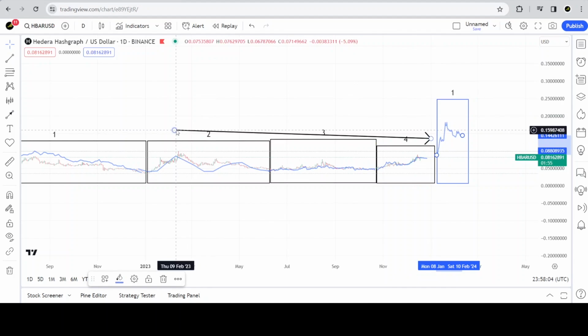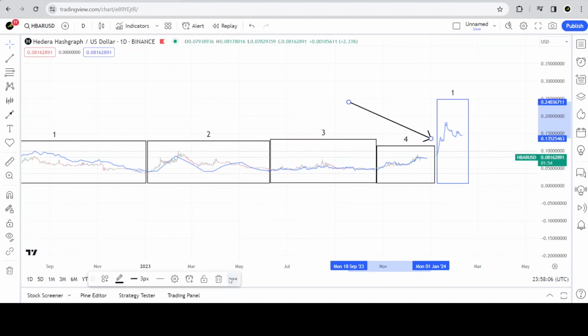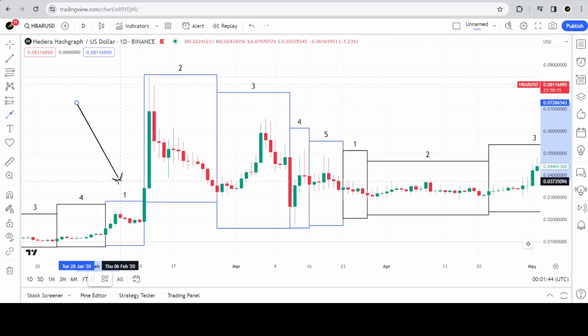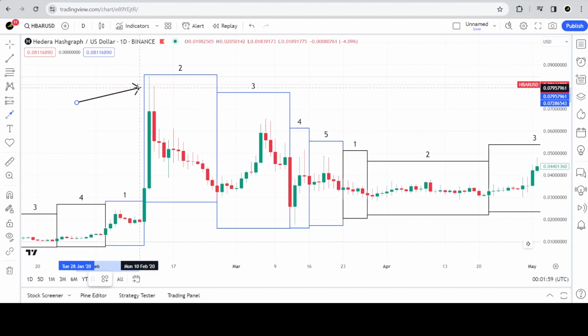So what does the bull run look like? Let's take a look at that. Okay, so here we are at the very first iteration of the HBAR bull run, and it starts off with a move up. It's not very impressive. It does like a little shelf right here before moving up aggressively and coming to its first peak.